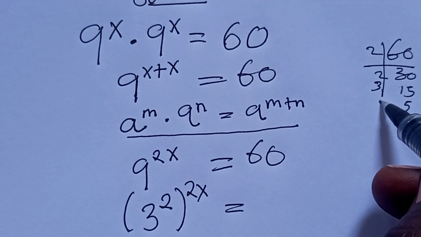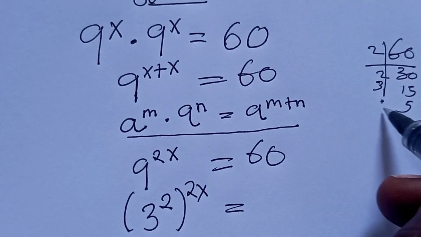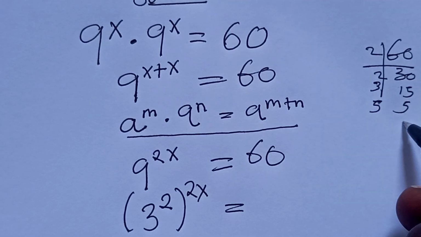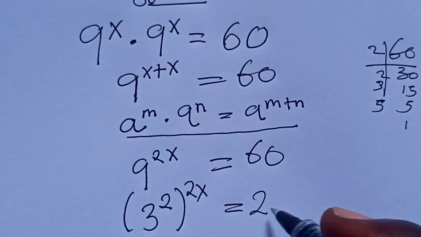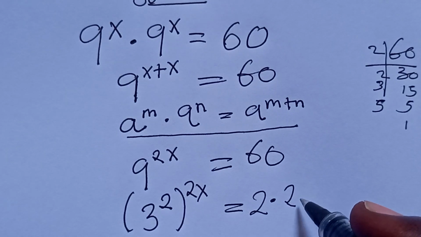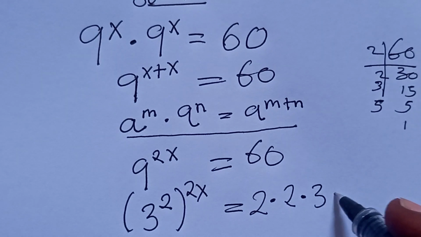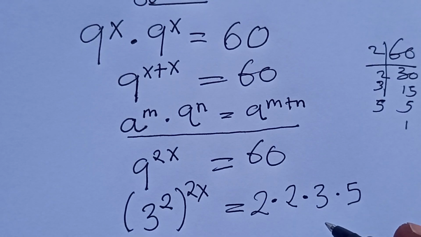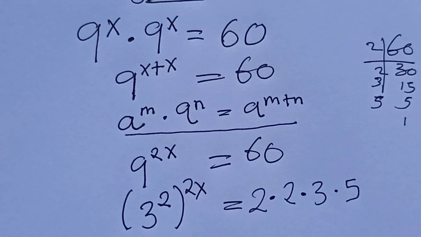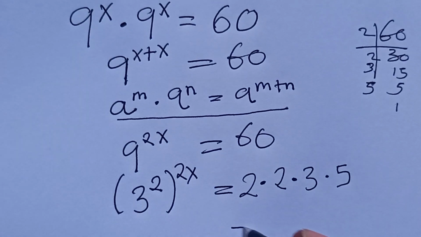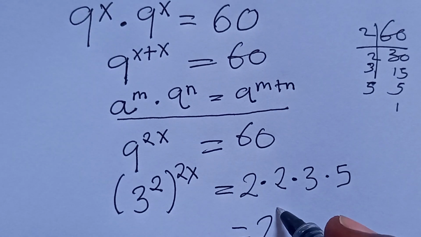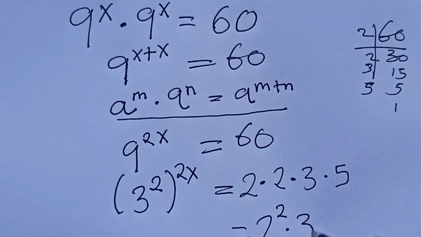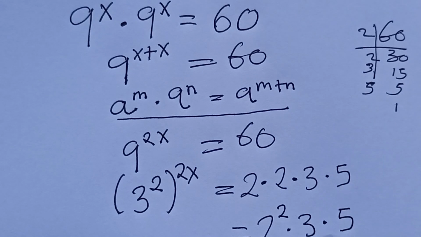We try 3 again, it wouldn't give a whole number, so we try 5 and we have 1. So we have 2 times 2 times 3 times 5. Multiplying the whole of this gives us 60. And this can be written as 2 to the power of 2 times 3 times 5.